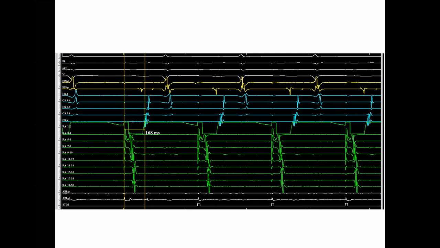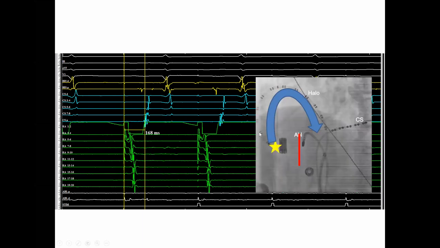And then we pace the other way, and again, it's got to go all the way around the annulus to get back to CS prox. The other thing you can see is the His A is before the CSP, because His A would probably be somewhere up here. So it's going all the way around the annulus back to His A to CSP. So that's what we call bidirectional CTI line block.